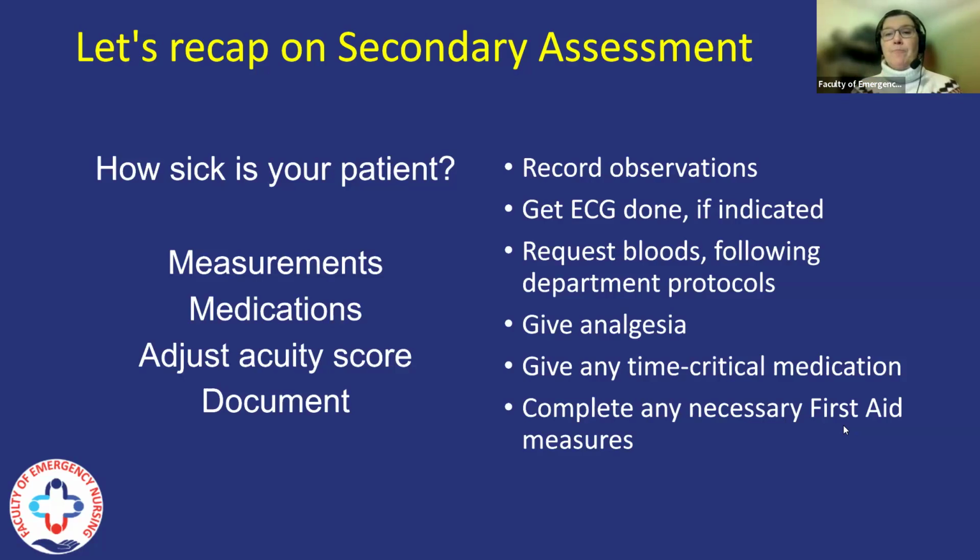Yes. The other important job in secondary assessment is that's where you give the analgesia.